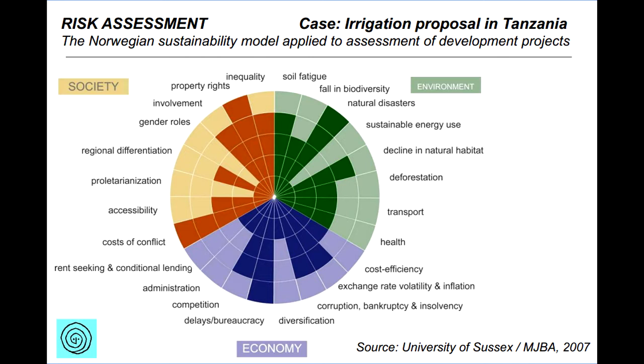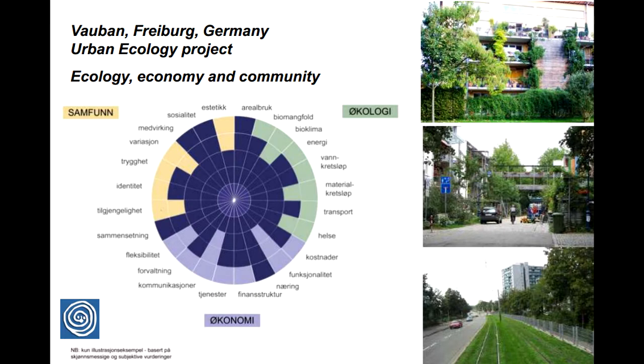Chris Butters stressed that sustainability is not static and needs to be measured over time and reassessed and improved upon. This tool can provide a means of comparing over time as well as between projects. This map is for an urban ecology project in Freiburg, Germany.